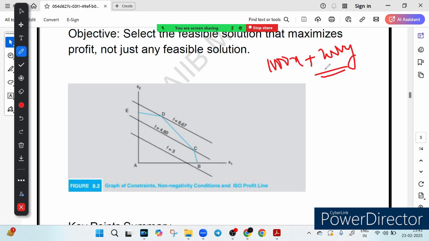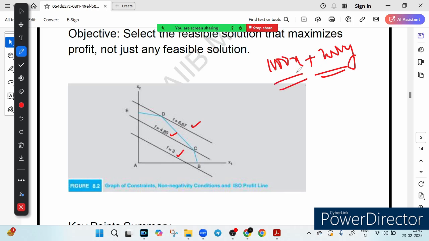So in this case you can see the thick black lines, these are the constraints, right? They show the maximum possible value based on availability, and the blue region is the feasible region. You see this blue region is the feasible region, right? The ISO profit lines show different profit levels, right? So 3, 4.80, 6.67. The higher the line, the more profit we make. We want to reach the highest possible profit line while staying inside the blue region. So the best solution is when the highest profit line touches the blue feasible region, right?